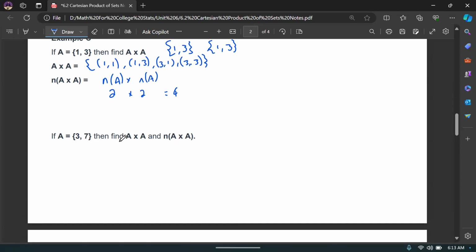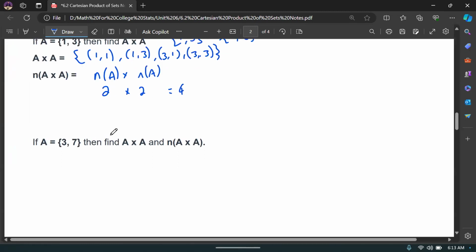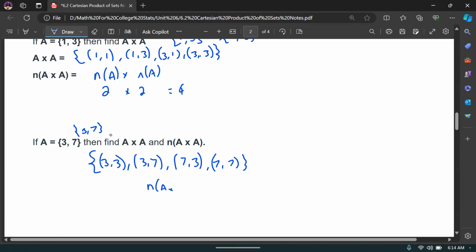All right. One more example of it. We'll do it again. So this one would be {3, 7} times another {3, 7}. So this would be (3, 3), (3, 7), and then (7, 3) and (7, 7). And again, the number of elements in A times A is equal to 4 again, right? As you can see, 4 ordered pairs.